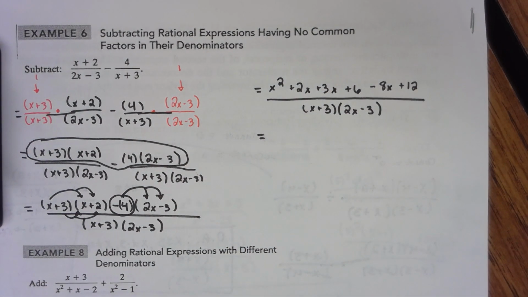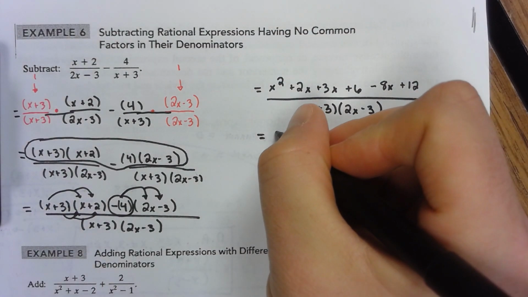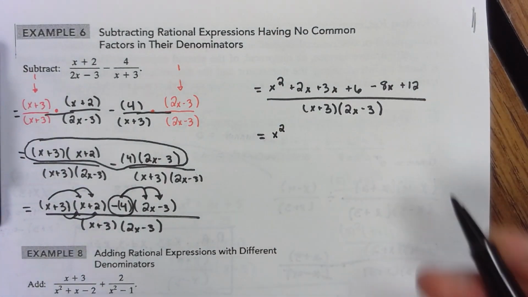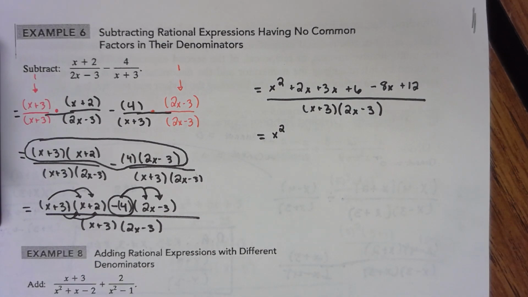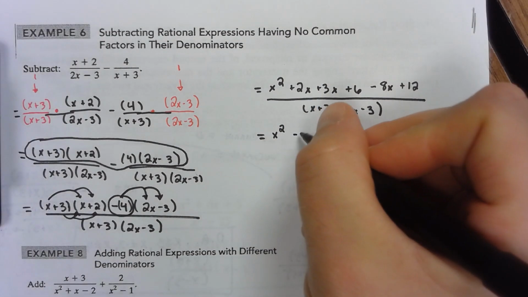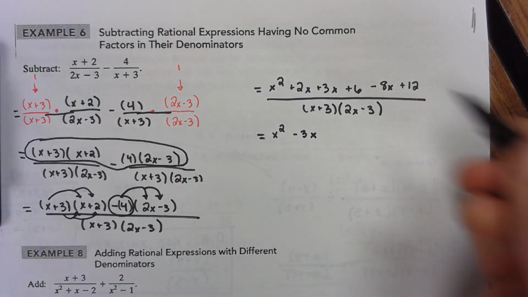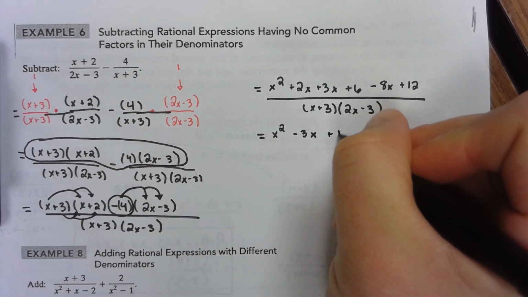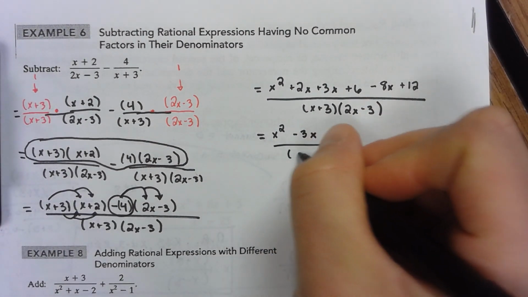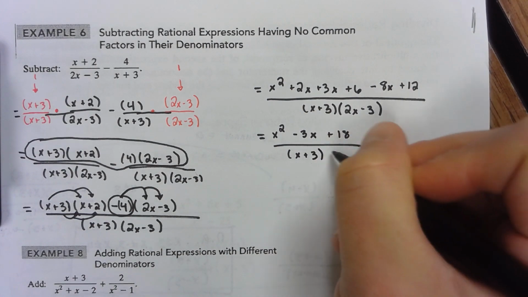Well, that numerator has a bunch of like terms. There's only 1x squared, but I have 2x and 3x is 5x. 5x minus 8x is negative 3x. And then 6 and 12 is 18, all over the common denominator.